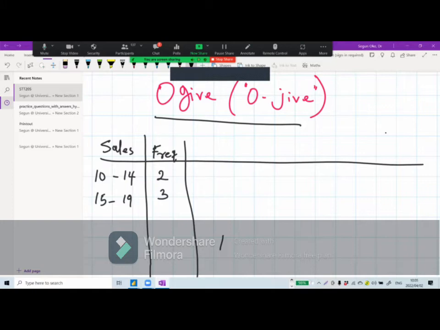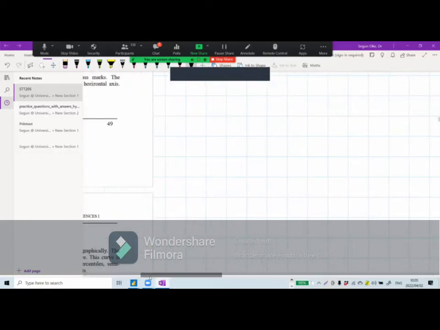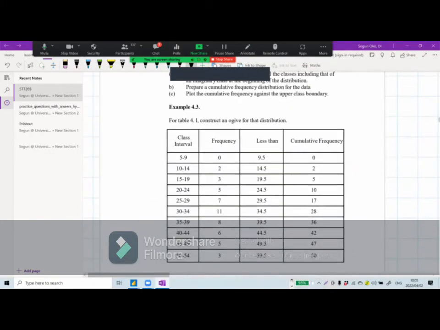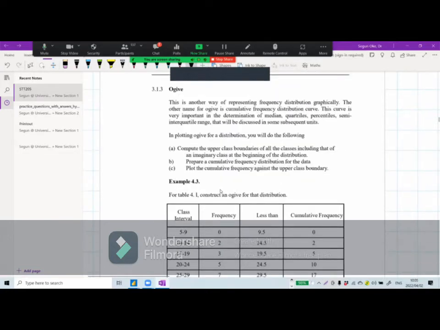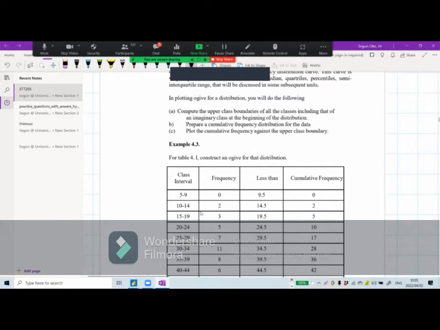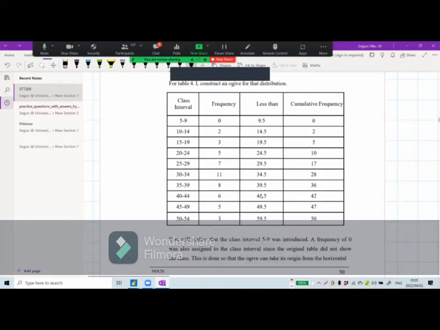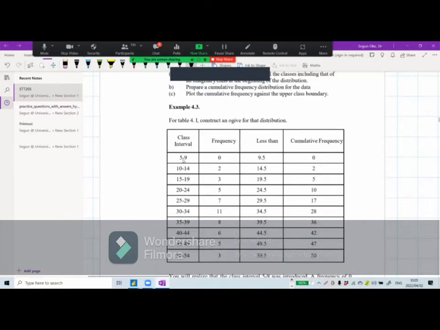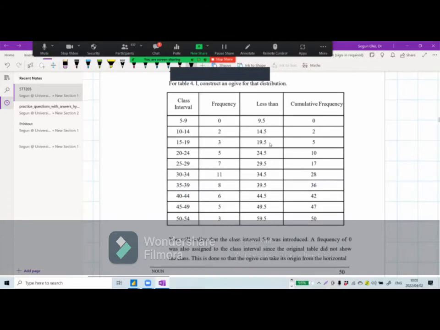Okay, let me quickly go to our manual. I'll come back to this point. Our manual says here, let's look at the ogive from our manual. To construct the ogive, there are some things we need to know. We have the class interval here. Under the class interval, we have the one of less than. We have 5 to 9, frequency 0, 10 to 14, like this, till you reach 54. So we have 2 values. For example, we have less than and we have more than.